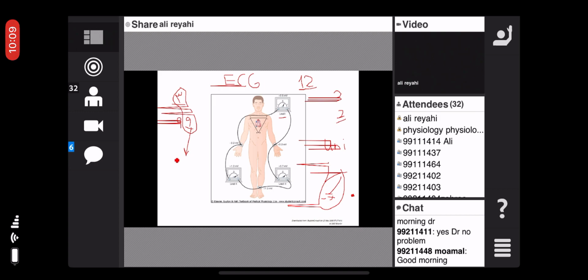These 9 unipolar leads are categorized in two categories. Unipolar limb leads, AVR, AVL, and AVF. So we have three unipolar limb leads and six precordial or chest unipolar leads.